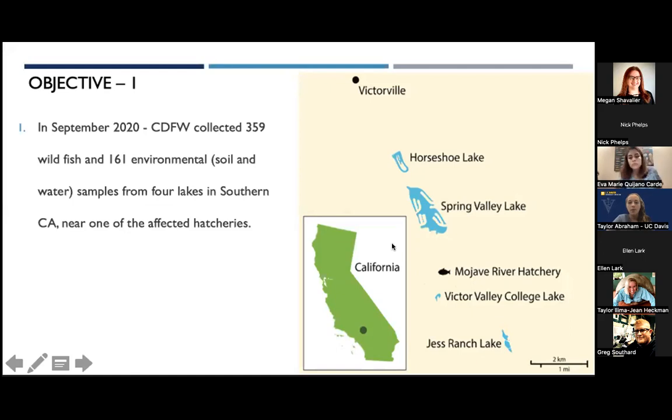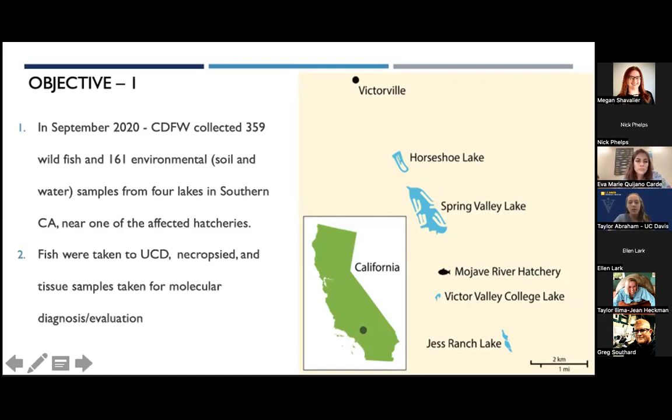And our environmental samples were collected from 5 different locations around each lake. So Mojave River Hatchery did have water canals connected to Spring Valley Lake and Horseshoe Lake, but no known connections or outlets to Victor Valley College Lake and Jess Ranch Lake. We collected 359 fish, and those were taken to University of California, Davis, where we examined them for any clinical signs of disease and morbidity. We necropsied them and took tissue samples of the spleen, kidney, liver, brain, or the whole body if it was under 1 gram, and we did so for further evaluation and diagnosis.